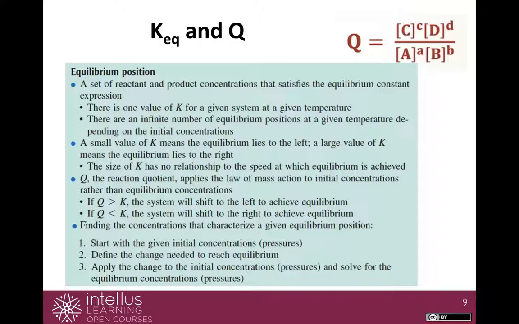And so you can be asked to calculate the reaction quotient for any time with any certain values, or you can be told a system is at equilibrium and these are the concentrations of the reactants and products. Calculate K. So a small K means equilibrium lies to the left, and a large K indicates the equilibrium lies to the right. So K has no effect on the speed of the equilibrium. It just tells you which direction the equilibrium lies to, products or reactants.